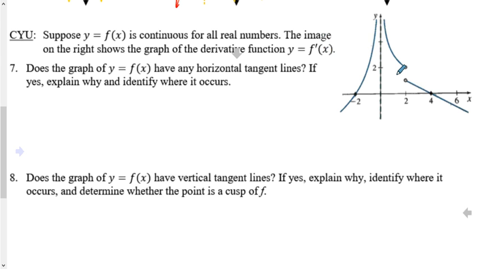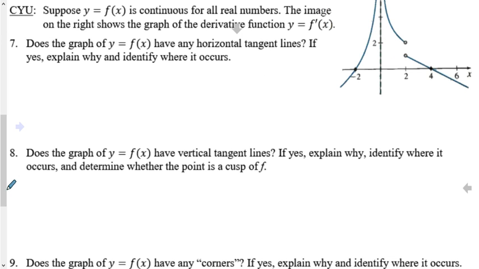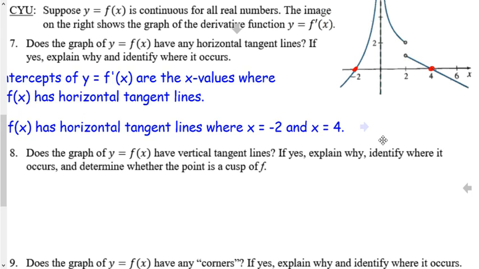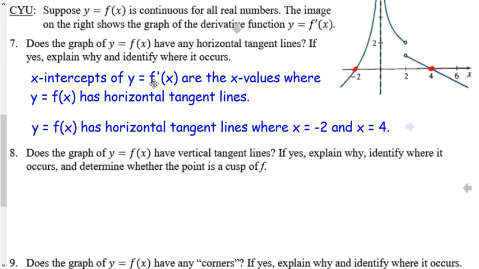Number 7, does the graph have any horizontal tangent lines? Well, since my derivative function has some y values of 0 here and there, that means that my original function had horizontal tangent lines where x is -2 and where x is +4. So x-intercepts on the derivative function are the x values, or x coordinates, where my original function has a horizontal tangent line. Therefore, we had horizontal tangent lines at x equaling -2 and +4.